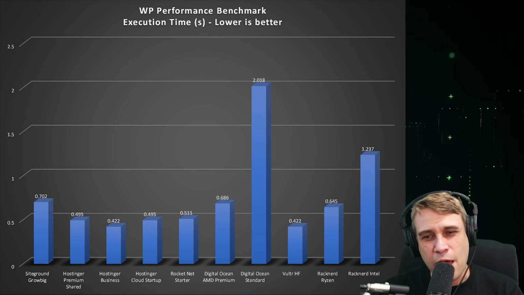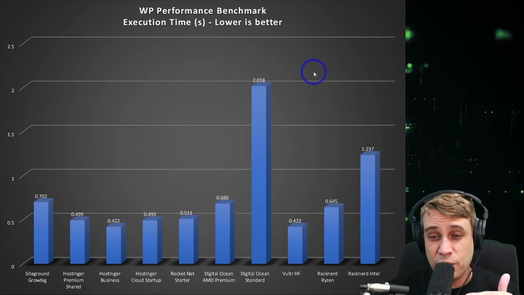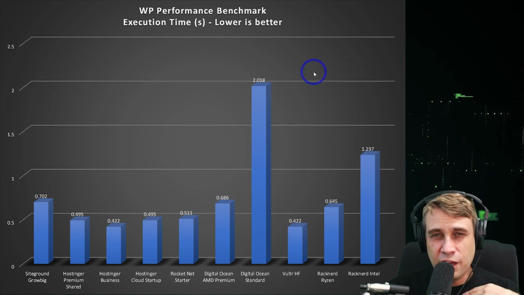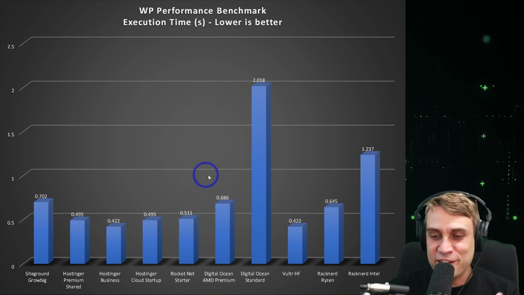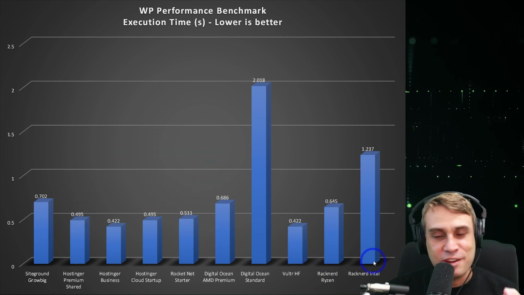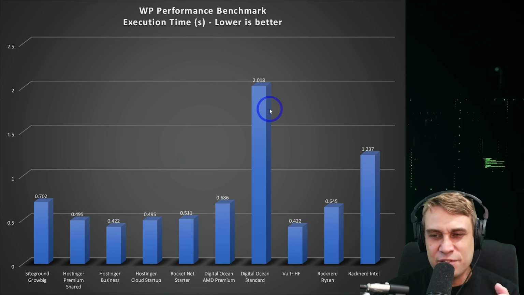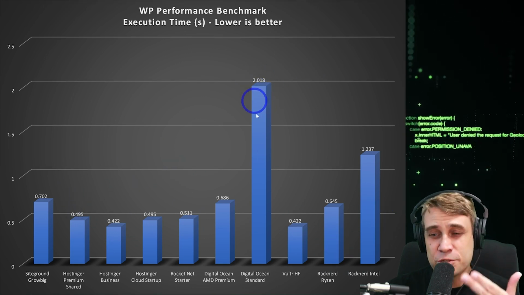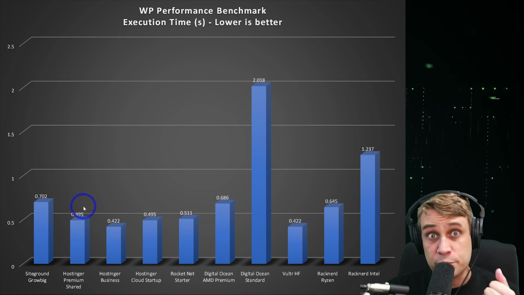I should also point out that all of these hosts are actually really good. I think the industry average is 3 seconds. So everything I've tested on the channel are services that I particularly like. So SiteGround, Hostinger, RocketNet, DigitalOcean, Vultr, RackNerd. All of these are really pretty good hosts. So comparing them, all of these are good. Even this standard DigitalOcean is still better than the industry average. So any of these are pretty good in terms of their WordPress performance.